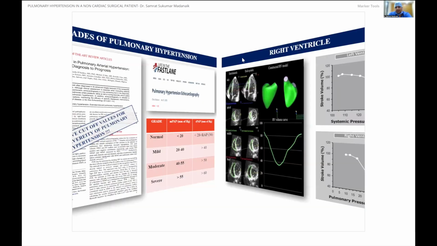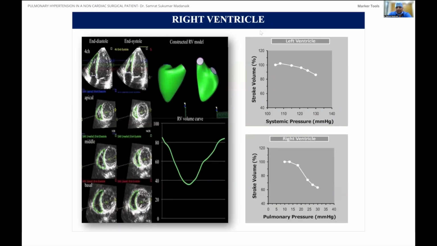Now, the right ventricle is quite different as compared to the left ventricle. The right ventricle, as I call it, is like a Pandora's box. So you never know what is going to come out. So look at this first image over here. This is a graph plotted of the left ventricle. On the x-axis, we have the systemic pressure. On the y-axis, we have stroke volume. If you observe closely, as the systemic pressure increases, there is some decrease in the stroke volume, but that is not very significant.